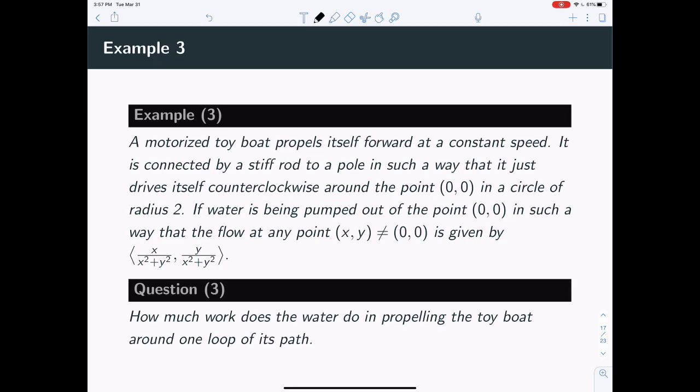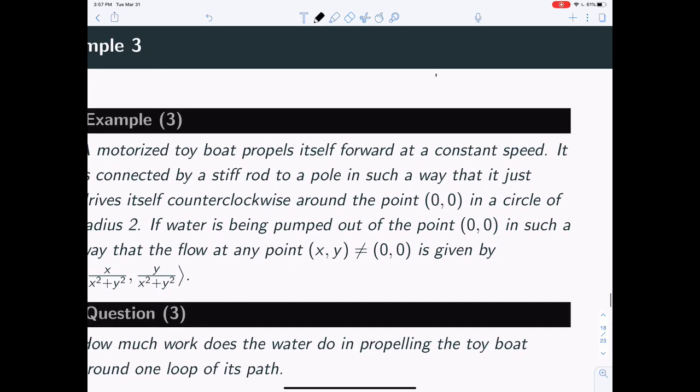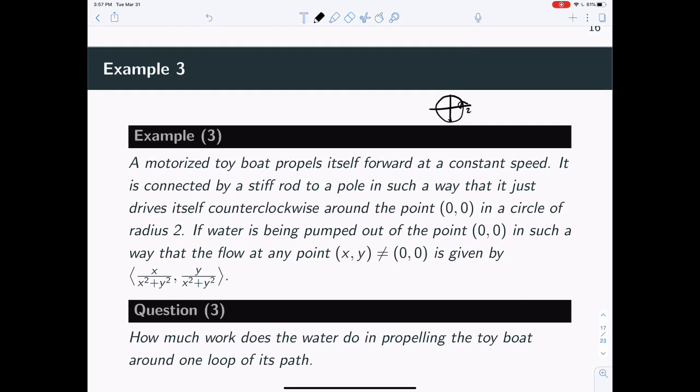So in this situation we've got a motorized toy boat that propels itself forward at a constant speed. It's connected by a stiff rod to a pole in such a way that it drives itself counterclockwise around the point 0, 0 in a circle of radius 2. So essentially the boat goes around in a circle like so, and the radius is 2.